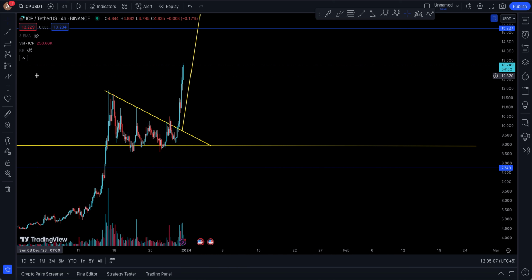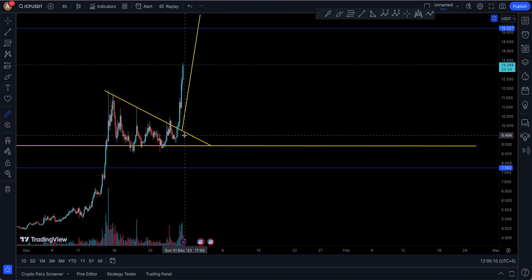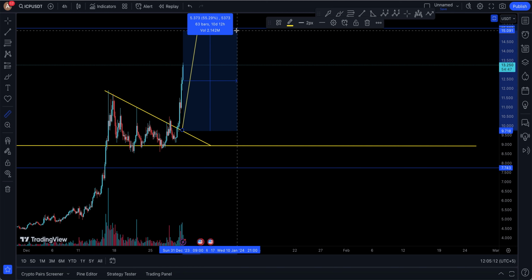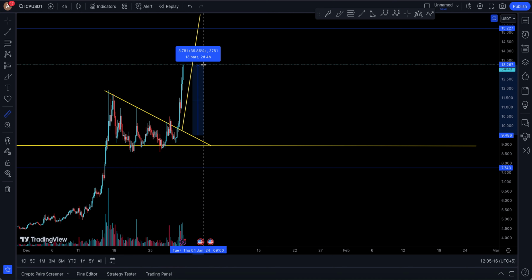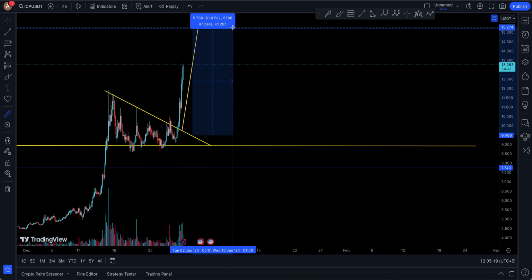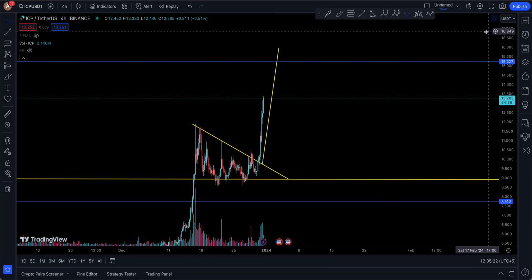Congratulations to any one of you who are watching, who actually traded, because you are literally up by nearly 39%, 40% right now, and still 20% more movement is left.